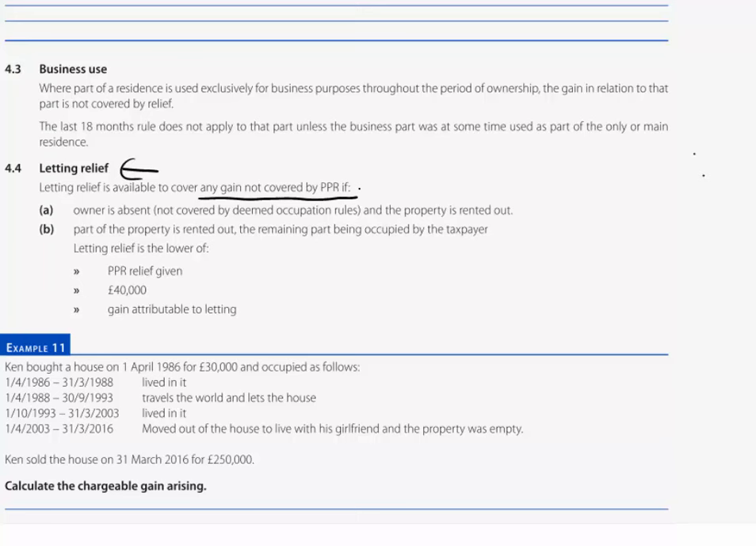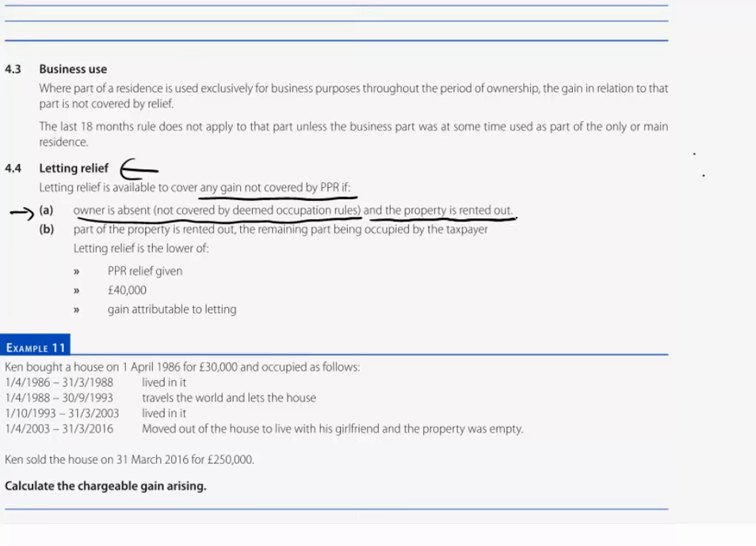Now, it arises in either of two circumstances. Much the most likely of these is the first one, that's what we're talking about now, that the owner is absent from the property and it's not covered by the periods of deemed occupation rules and therefore has given rise to chargeability.